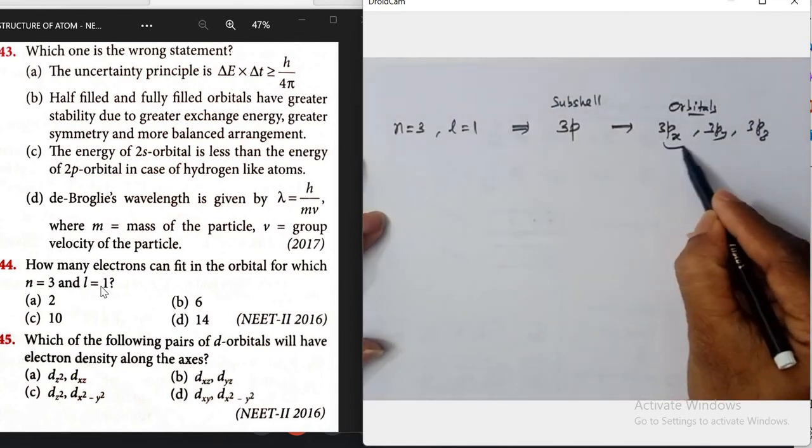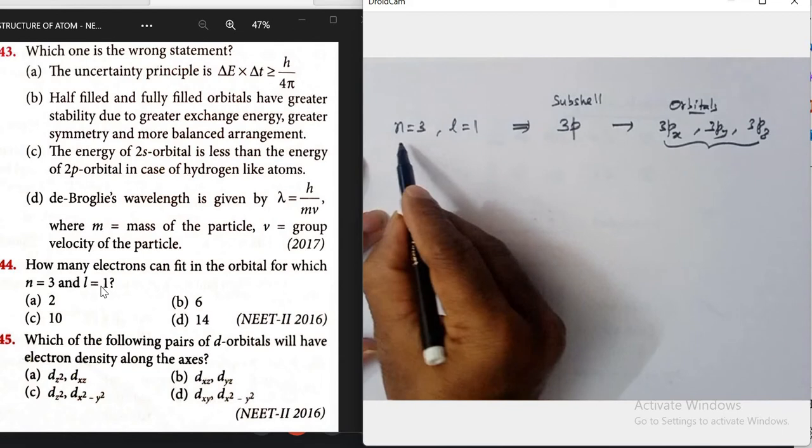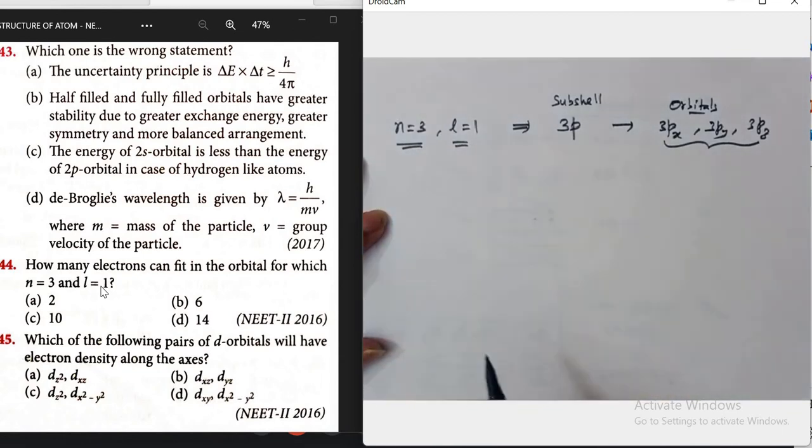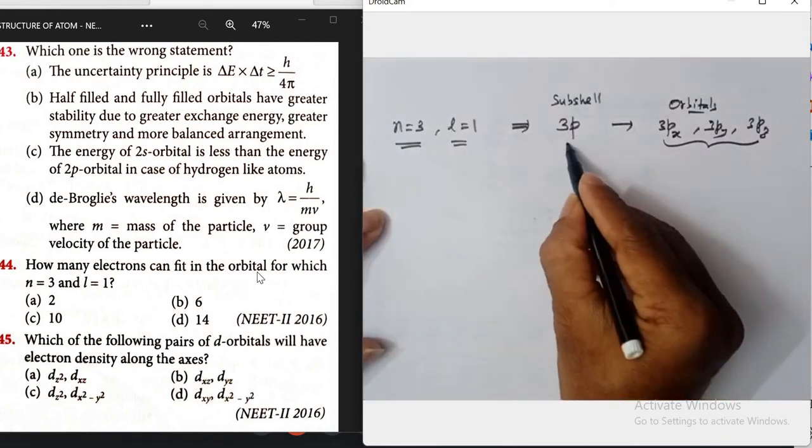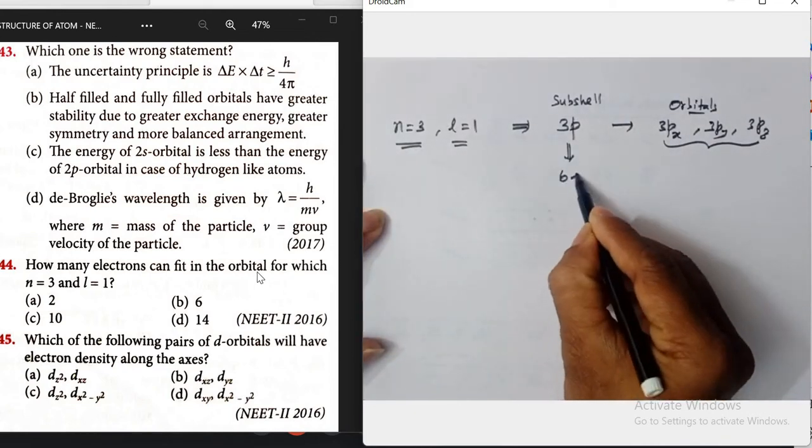So for all the 3 orbitals, n value is 3, l value is 1. Read the question again, carefully. How many electrons can fit in the orbital? They are asking about the orbital, not the subshell. In the subshell, you can place a maximum of 6 electrons.